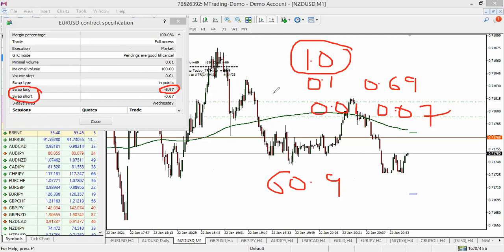Don't worry. We'll thrash all these things out as we continue. Let me stop there. So swap long, swap short, that's where you find it.